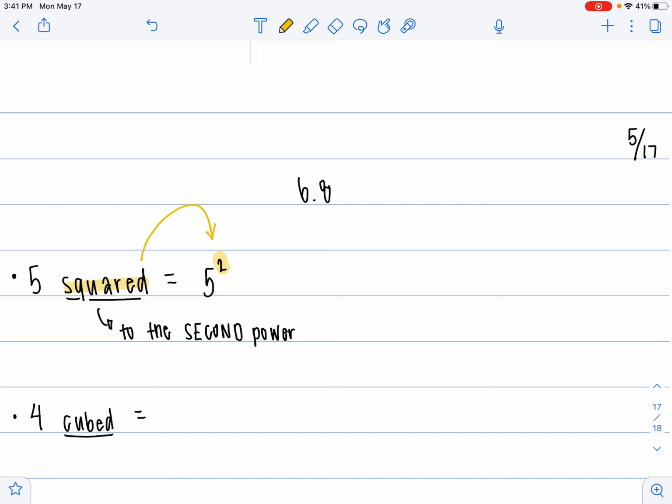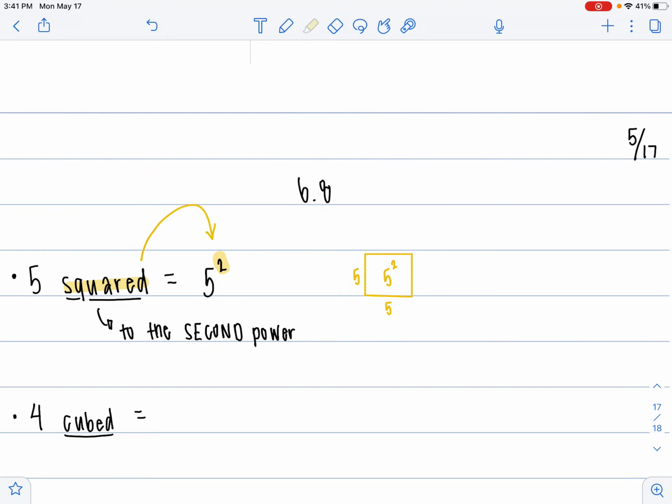The reason why this is true is because if you think about the formula for the area of a square, if the side lengths were 5, and of course on a square all the side lengths are the same, the area would be 5 squared, or 5 times 5.